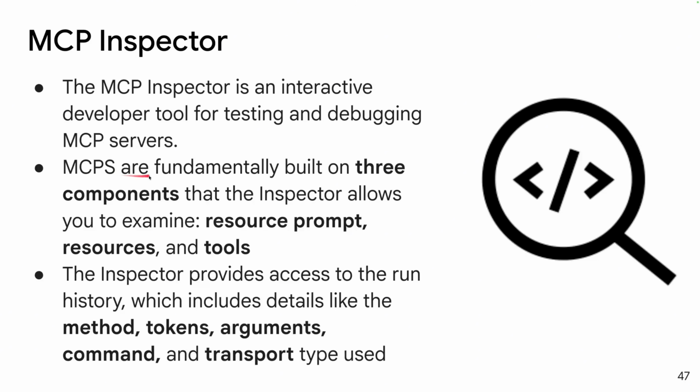Basically, the MCP server is built on 3 components that the inspector allows you to examine. Remember the 3 components of an MCP server: the resource, the prompt, and the tools. In the MCP inspector, you can test your prompt, your resources, and your tools. With the inspector, you can run and check all the history and check the method, the token, the argument, the command, and transport. So it allows you to make sure your MCP server is working as you intend it to.